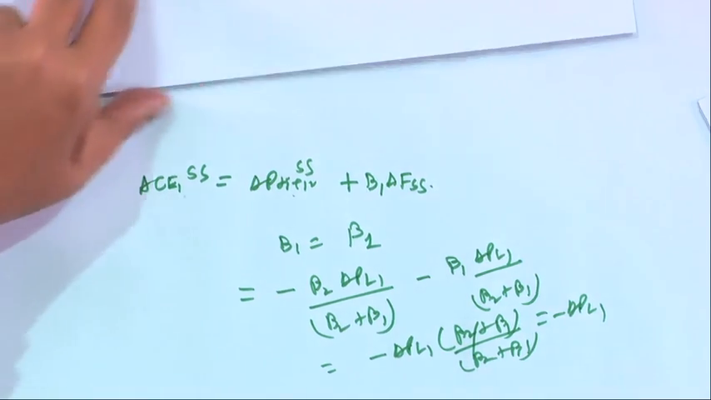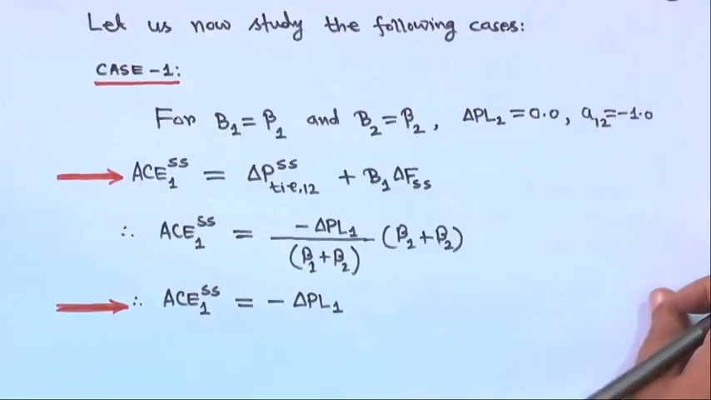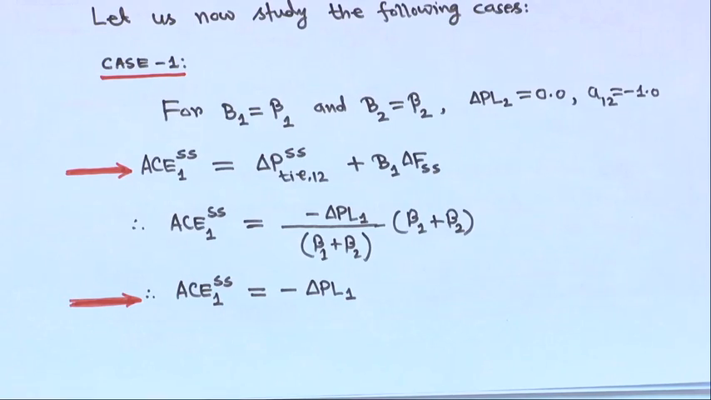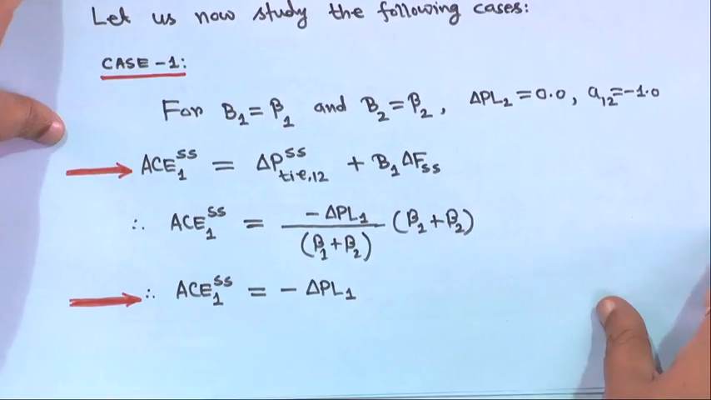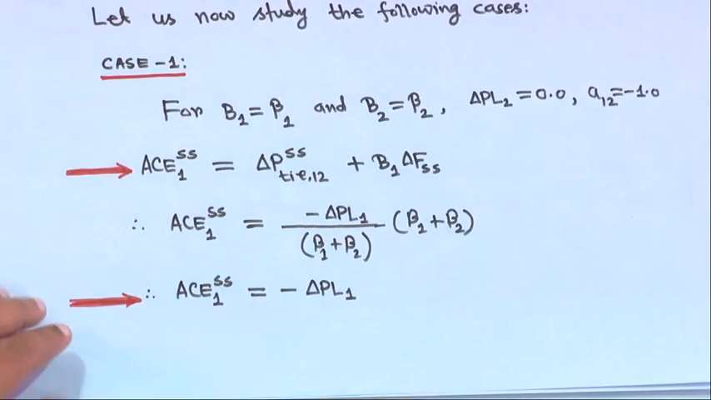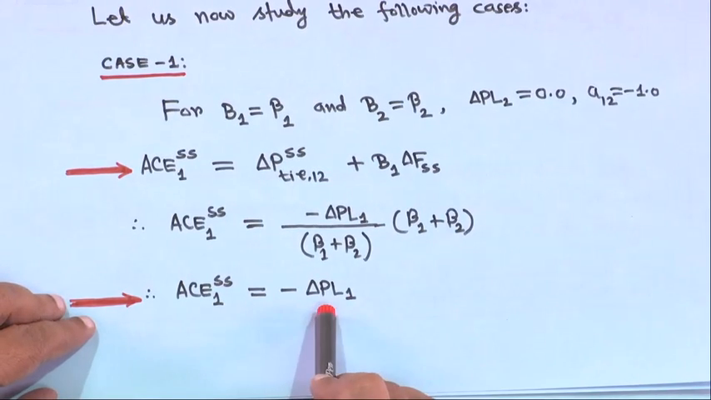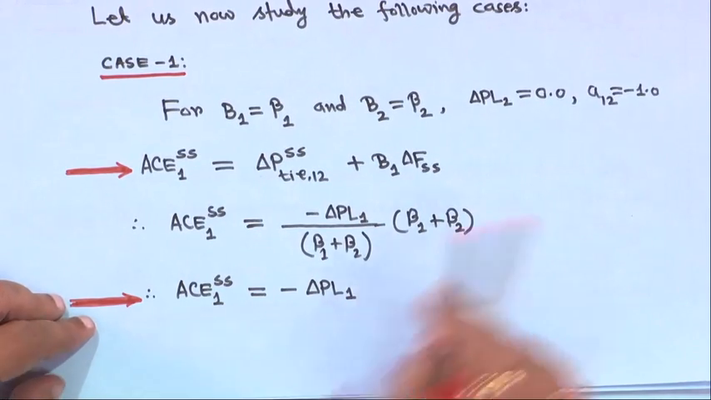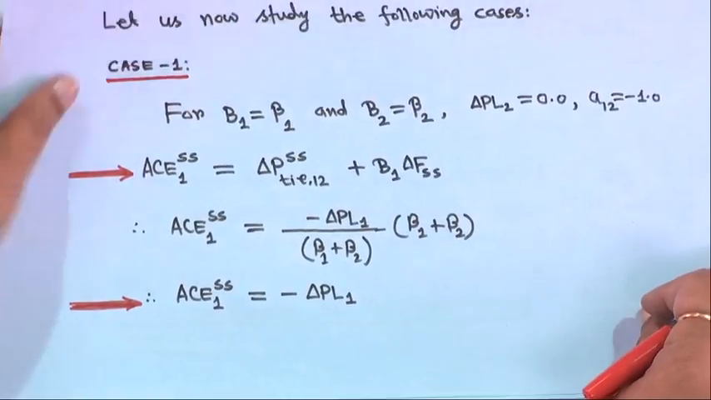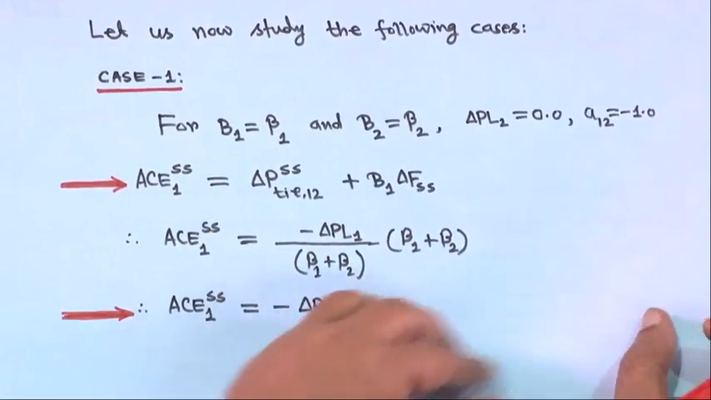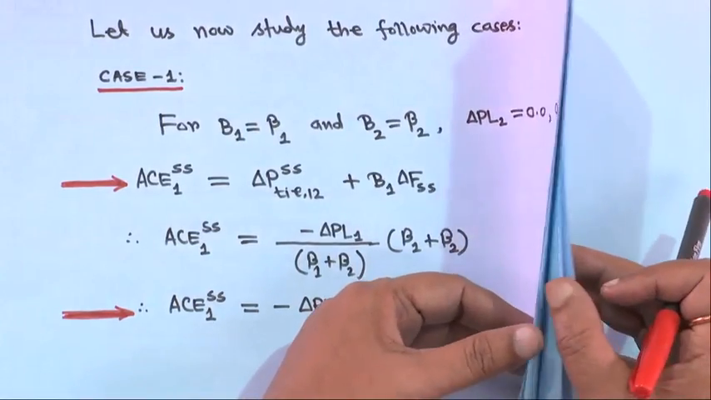That is why here we are writing that ACE1 SS, after putting this, is minus delta PL1. So that means the steady state value of AC1 SS will become minus delta PL1. That means it will show some steady state error that is equal to the load disturbance in area 1, the AC1 steady state value, in the case of uncontrolled mode.